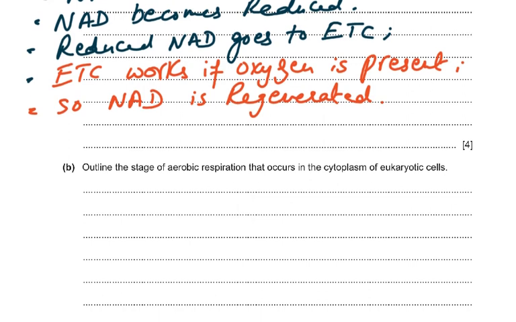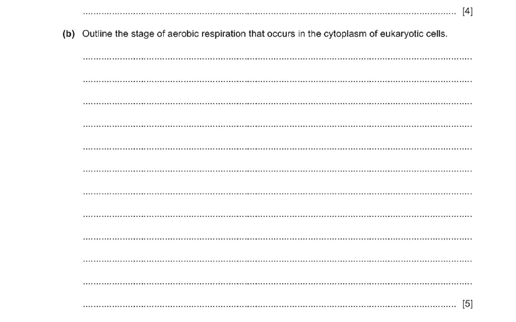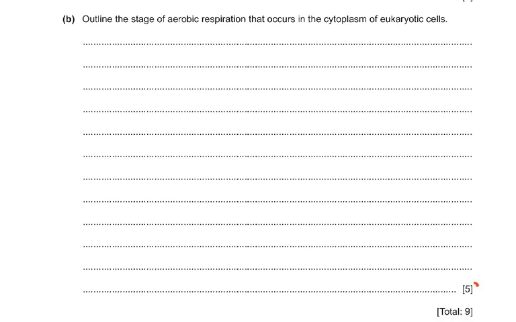Next, B. Outline the stage of aerobic respiration that occurs in the cytoplasm of eukaryotic cells. That's 5 marks. That's a very direct question. As I told you, you need to revise the essay questions as well. So glycolysis: phosphorylation of glucose, splitting of fructose 1,6-bisphosphate into 2 triose phosphate, triose phosphate oxidized, net 2 ATP, and 2 reduced NAD produced. You can also write NAD, or reduced NAD, or NADH.